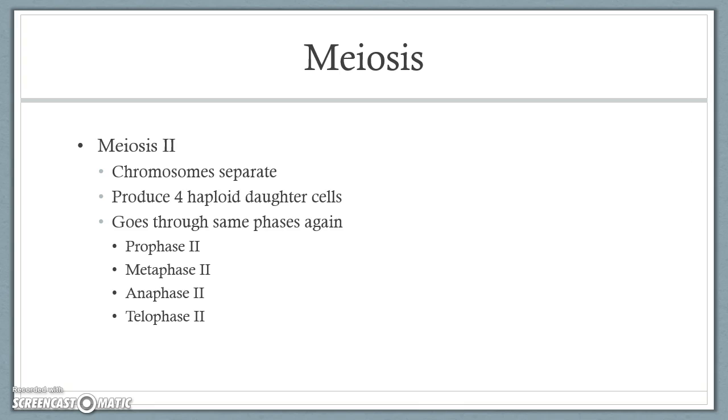In Meiosis II, there are the same phases again, just with a 2 at the end. Prophase II, metaphase II, anaphase II, and telophase II. At the end of Meiosis II, there are a total of 4 haploid cells, each with 1 copy of all 23 chromosomes.